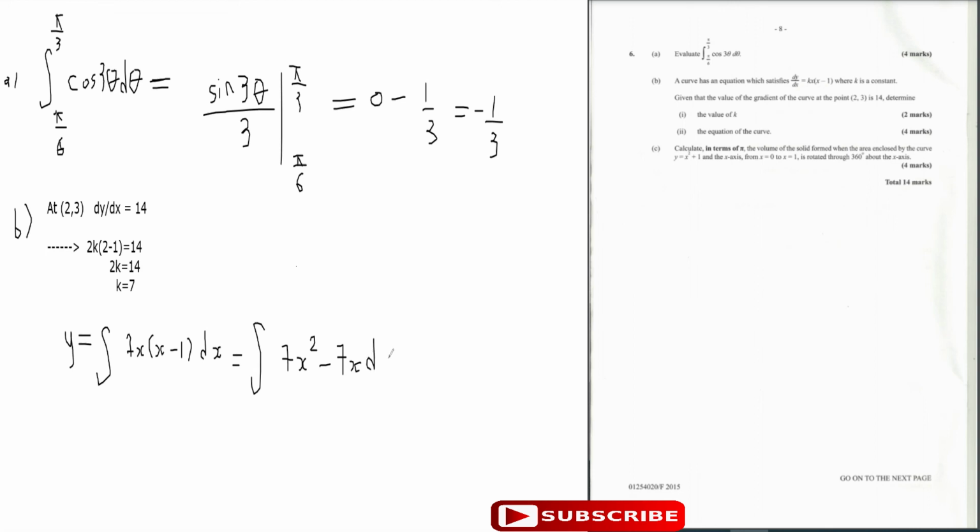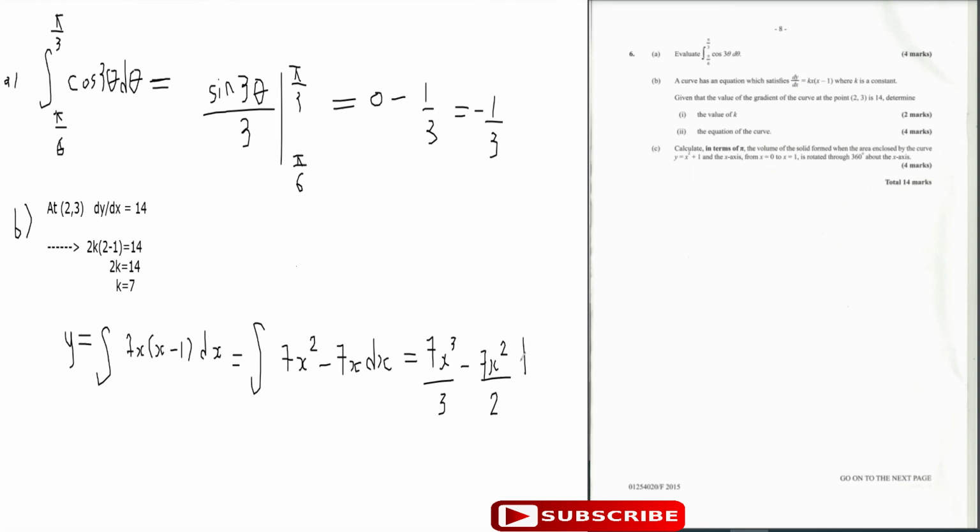Now integrating this, what we're going to get is add 1 to the power: integrate 7x squared to get x cubed, divided by the new power of 3, minus 7, add 1 to the power to get x squared, divided by the new power of 2.